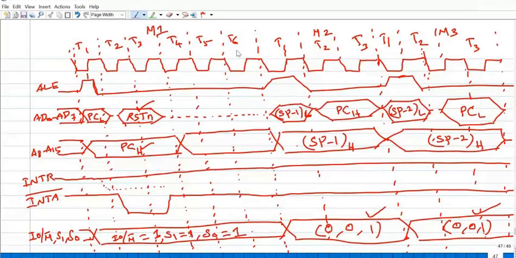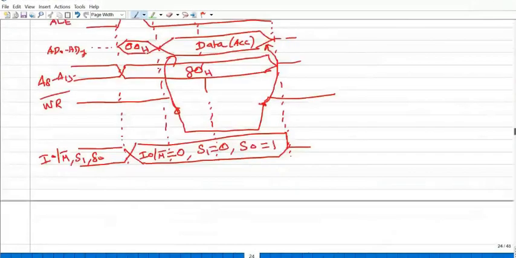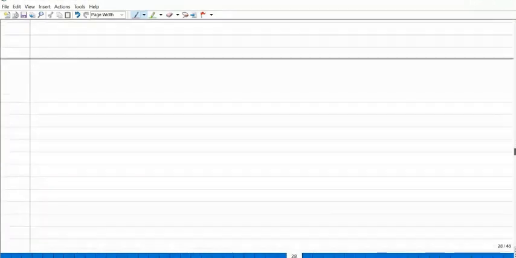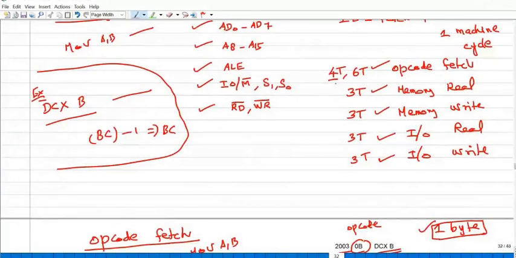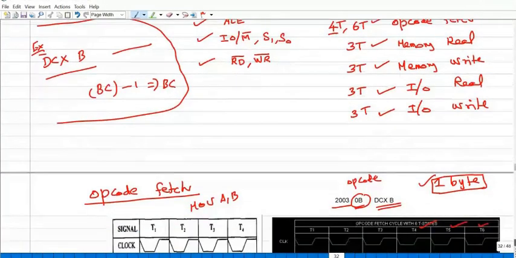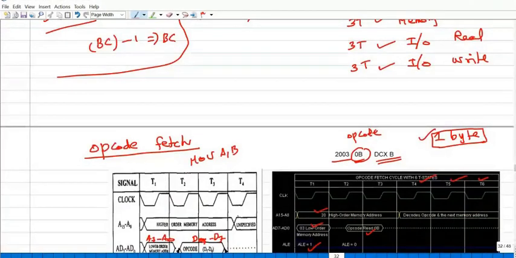For the opcode fetch machine cycle, forget about this INTA. For the opcode fetch machine cycle, some instructions need only 4 T states. Some instructions need 6 T states. Do you remember which are those instructions? No, sir. Why? 4 T states are required for a 1 byte instruction, an 8-bit operation related opcode fetch, that is MOV A, B like that. A and B are 8-bit registers, so the processor needs a minimum of 4 T states.